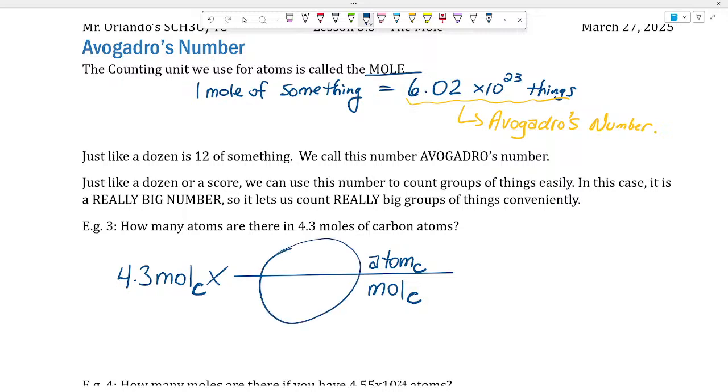Now, we need to put a number here that's true. And what is true is that the definition is that 1 mole of anything, hello, today's note is on my lectern. Thank you very much. 1 mole of anything is how many of those things? 6.02 times 10 to the exponent 23.